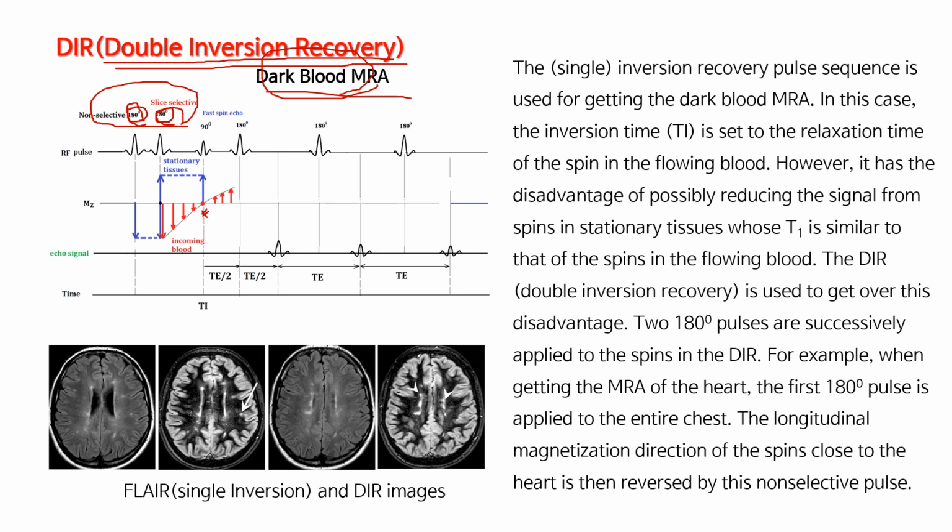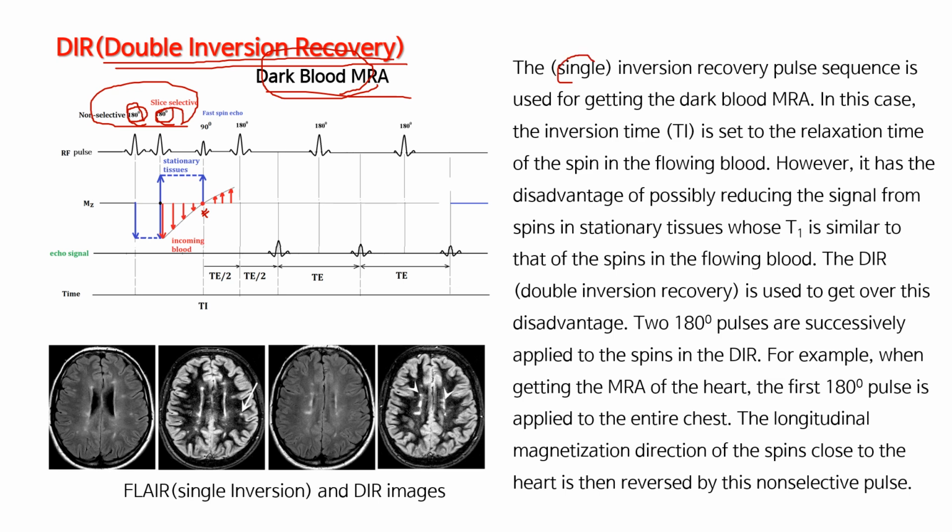because the spins in the flowing blood do not produce the signal, so the blood vessel appears dark, and the surrounding stationary tissues, their intensity is not changed by these two 180 degree pulses. Okay, let's see again here.